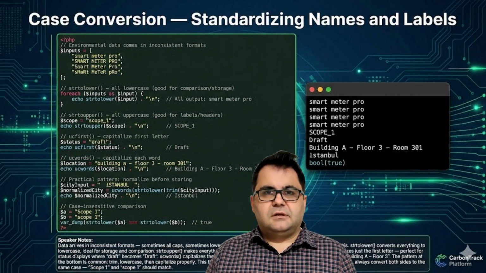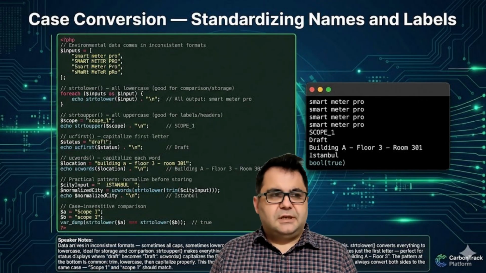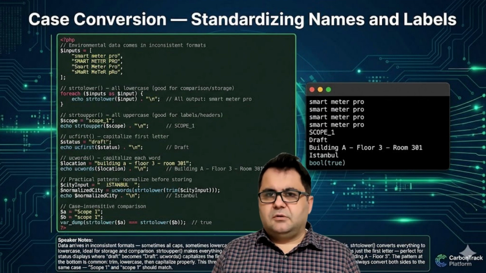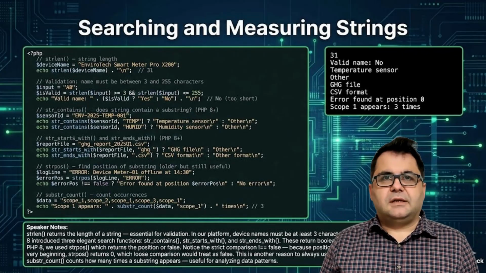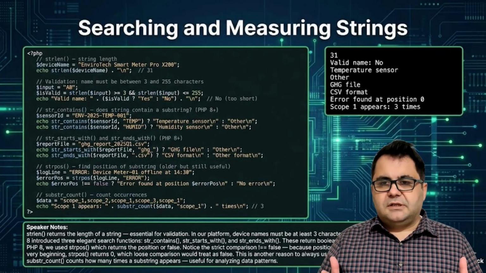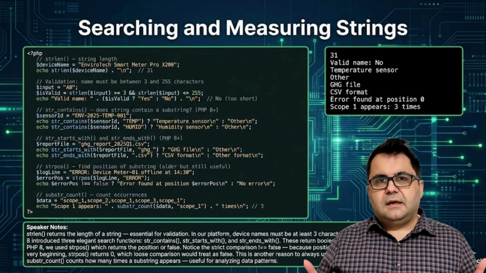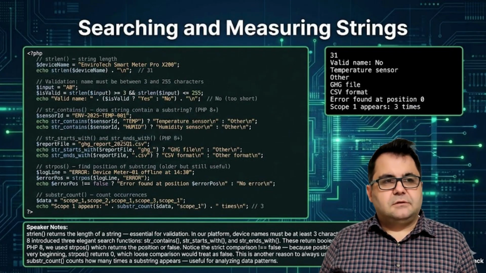For comparisons, always convert both sides to the same case. "Scope 1" and "scope 1" should match. strlen returns the length of a string, essential for validation. In our platform, device names must be at least 3 characters and no more than 255.